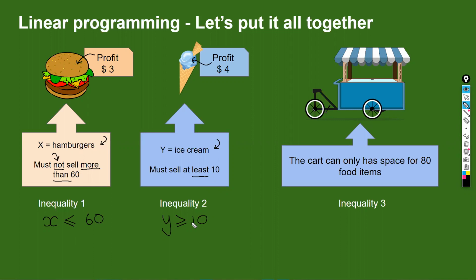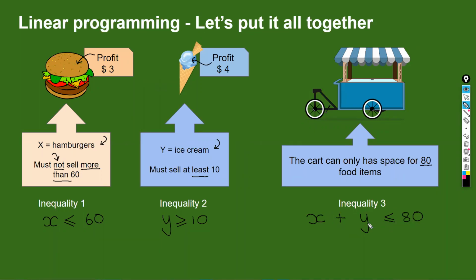When you're ready, think about the situation. English is funny, in my opinion. So that's the second inequality. The third inequality, think about it. The cart only has space for 80 food items. Isn't X the amount of hamburgers you plan to have? Isn't Y the amount of ice cream that you plan to have? So if you add them up and you only have space for 80, then the total amount of items has to be less than or equal to 80.